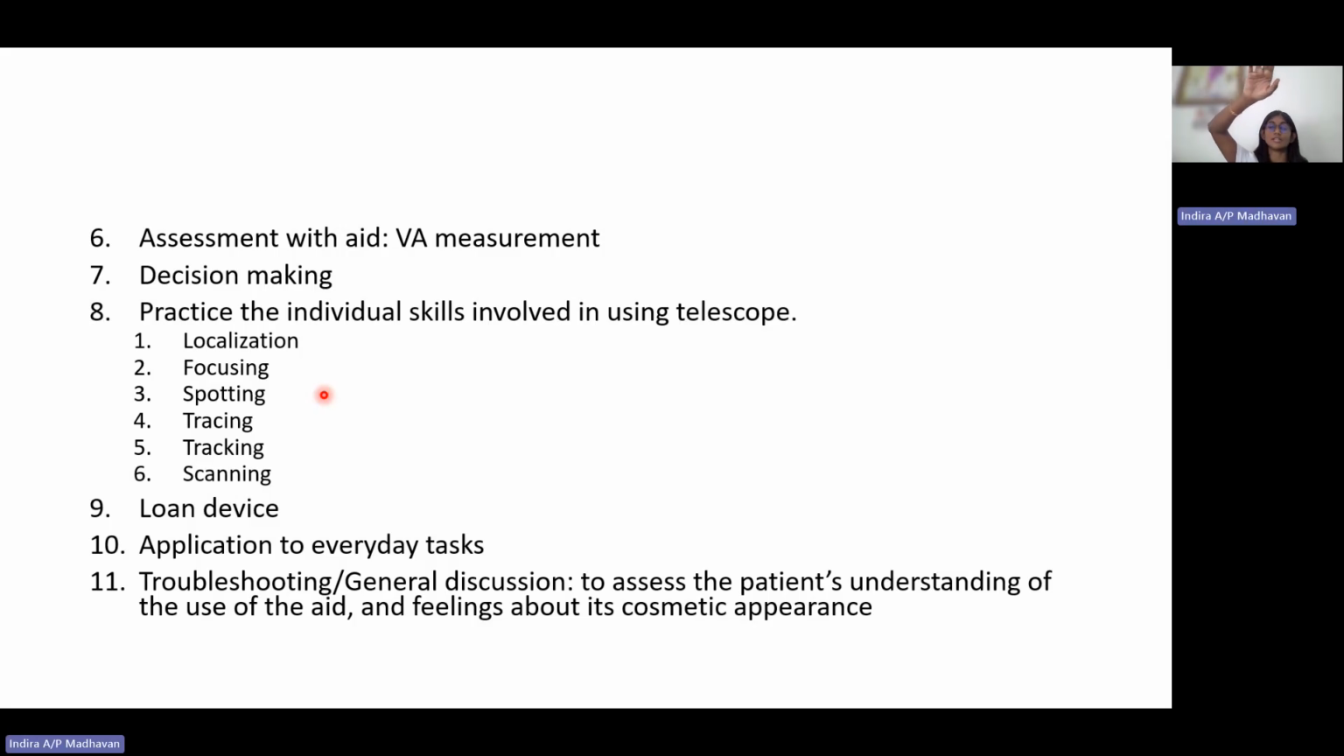Another one is from the top. The next one is tracing. From the top, trace all the letters one by one, for 2 to 3 lines. And then if the patient gets it correct, then that is tracing.